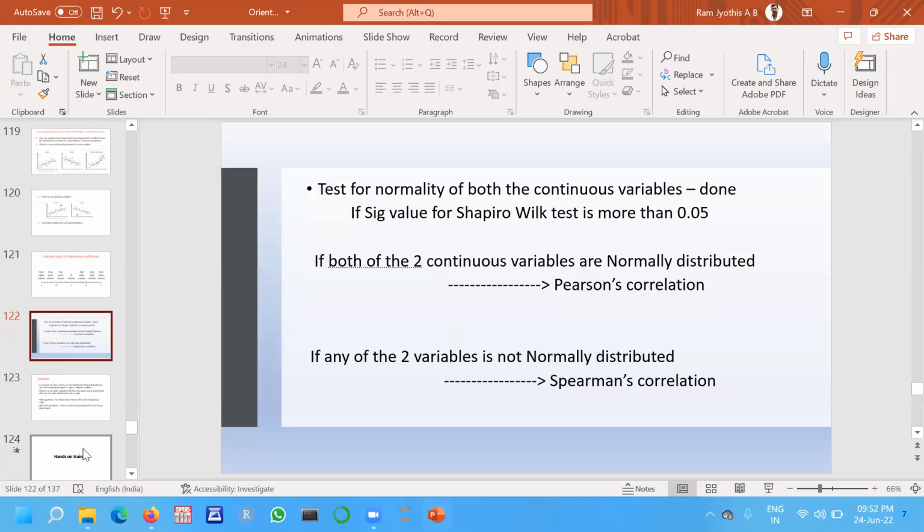Now, the test of normality of both continuous variables is done in SPSS. I'm not going to explain this. If it is normally distributed, we'll go for a Pearson correlation. If it is not normally distributed, then we go for a Spearman correlation. There are two types of correlation: Pearson correlation and Spearman correlation. If the variables are normally distributed, we go for a Pearson correlation. If the variables are not normally distributed, we'll go for a Spearman correlation.